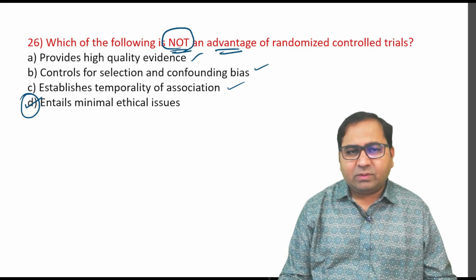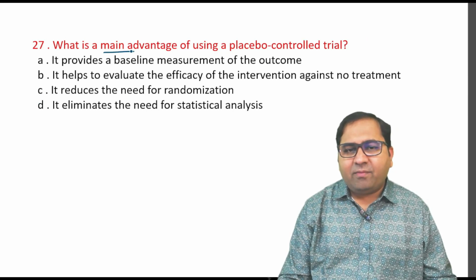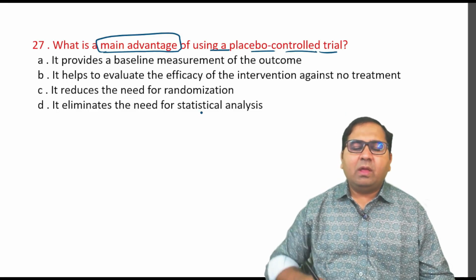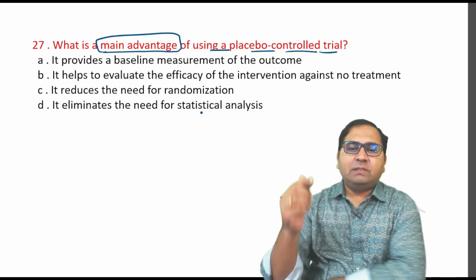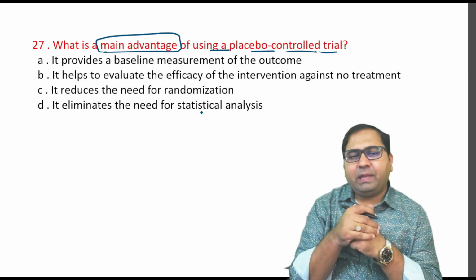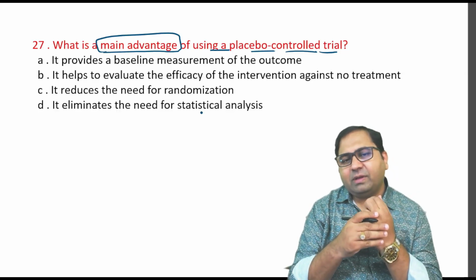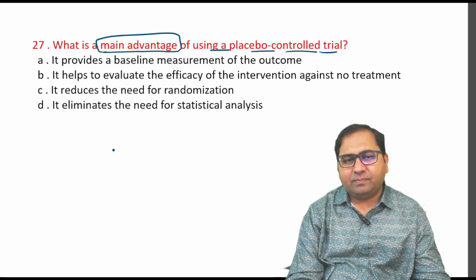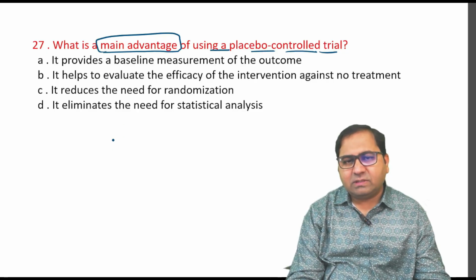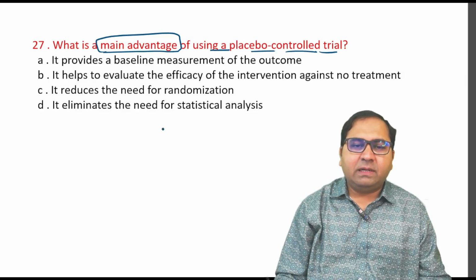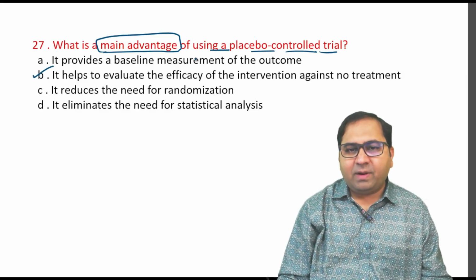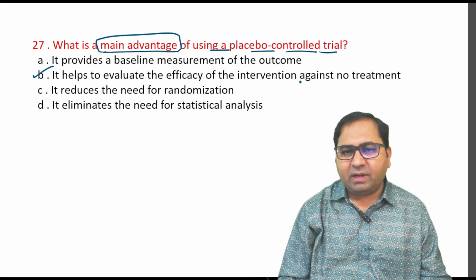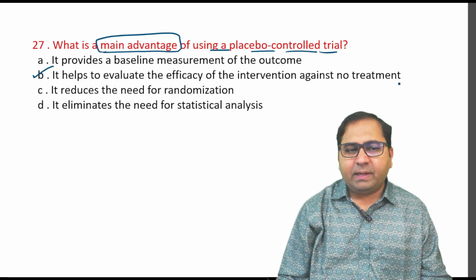Now we will go to the next question. What is the main advantage of using a placebo type of control trial? The options are A, it provides a baseline measurement of the outcome. B, it helps to evaluate the efficacy of the intervention against no treatment. C, it reduces the need for randomization. Or D, it eliminates the need for statistical analysis. The answer is B. The main advantage of using a placebo controlled trial is that it helps to evaluate the efficacy of the intervention against no treatment.